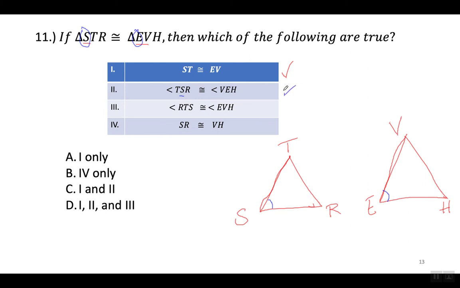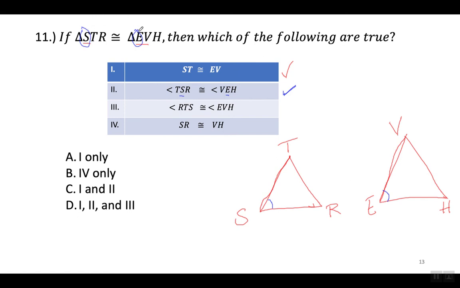El número 2 dice que ángulo TSR es congruente al ángulo VEH. Recuerden que la letra del vertex siempre tiene que estar en el medio. Y sí, esas 2 son congruentes porque son los ángulos que corresponden. Ángulo S es la primera letra del triángulo STR, igual que la letra E es la primera letra del triángulo EVH. Así que ángulo S corresponde a ángulo E.